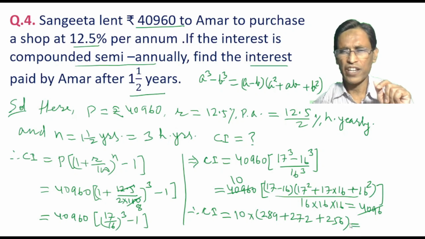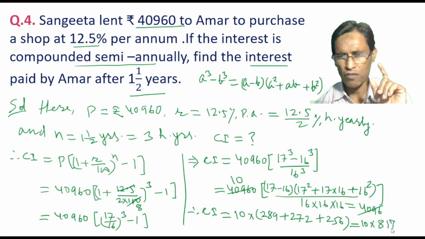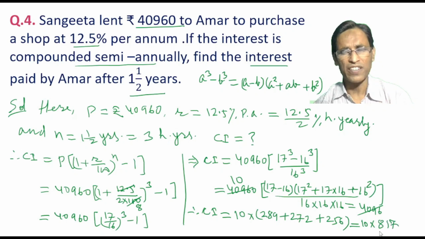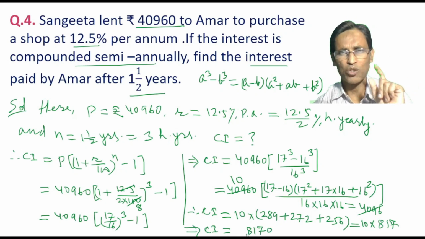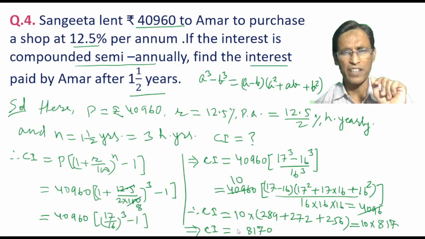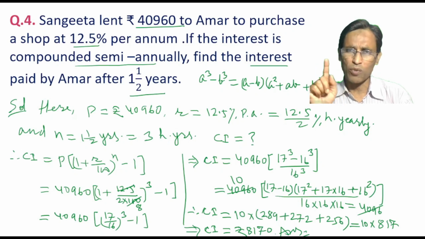After this, 10 remains as it is, and the sum of the numbers under bracket 289 plus 272 plus 256 gives 817, and so the product of 817 and 10 gives 8170. Therefore, the CI is 8170. So the compound interest is 8170 in rupees. Answer. By getting this result, we can say this was all about how to work out the problems based on compound interest by using the compound interest formula. Thank you.